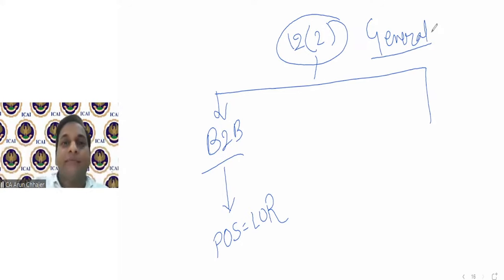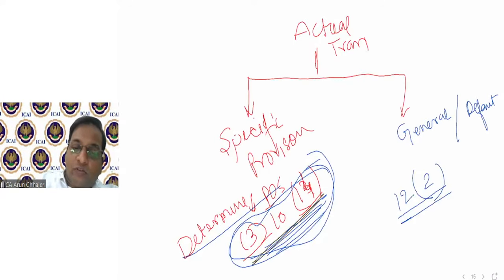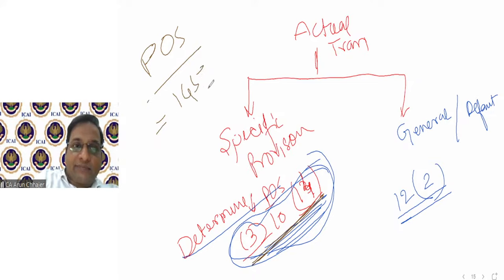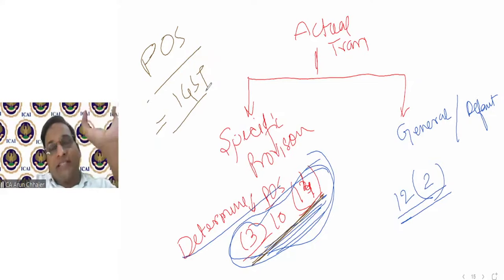The general provision given in subsection 2 will be applied if the actual transaction is not covered in a specific provision. Sir, where has the specific provision been given? Answer is subsection 3 to subsection 14. Please note, in the place of supply chapter, most of the sections we are going to discuss are of the IGST Act. Section 10, section 11, section 12, section 13, all the sections are of the IGST Act.